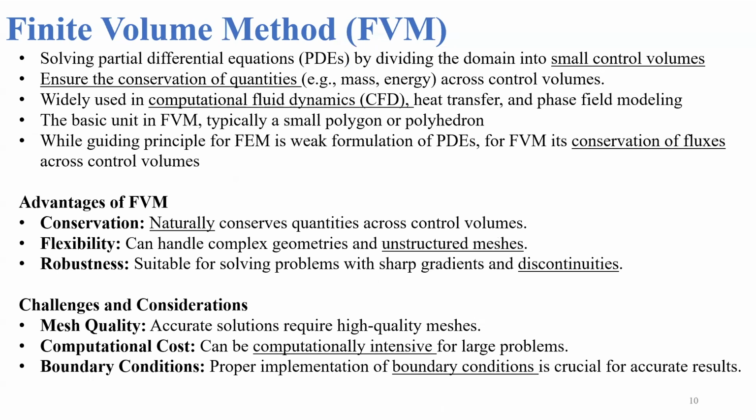In this FVM, the typical elements are polygons or polyhedrons. The guiding principle of FVM in the previous case was weak formulation. Here in FVM it is conservation of fluxes. The advantages are, first, naturally it conserves the quantities, so we don't have to enforce too many things. It is highly flexible for unstructured meshes, and very robust for discontinuities and sharp gradients. Challenges are, as you can imagine, it can be computationally very expensive, and imposing boundary conditions for volume elements can be quite non-trivial.